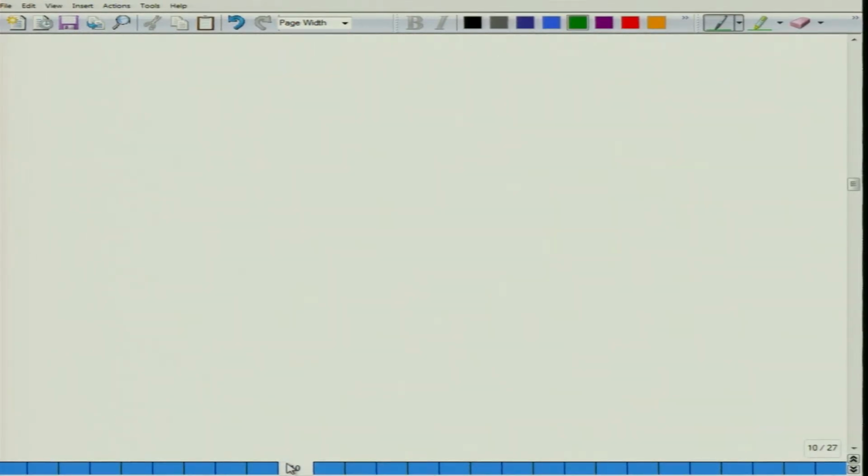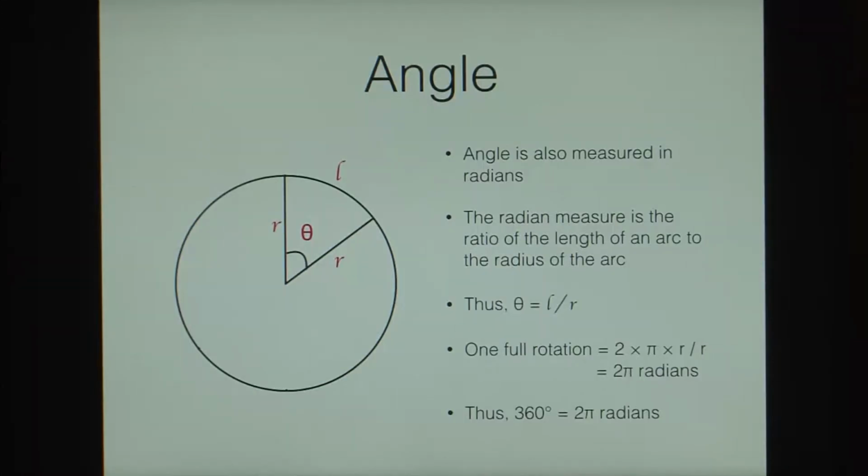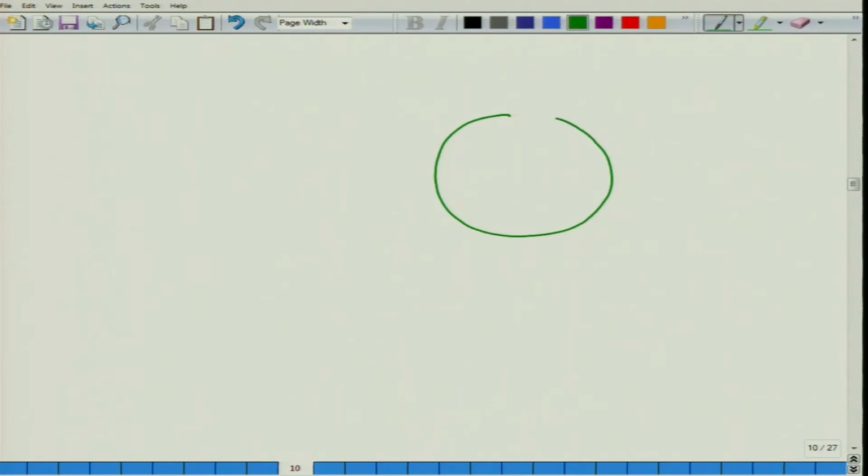An angle can also be measured in radians. The radian measure is the ratio of the length of an arc to the radius of the arc. So, suppose we have a circle with its center O, and if we consider this arc, so the length of the arc L divided by the radius also gives you the theta value. So, theta equals L upon R radians, also referred to by rad.